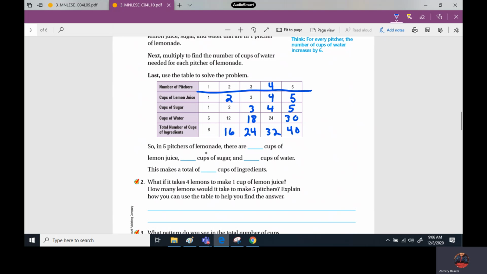So, in 5 pitchers of lemonade, there are how many cups of lemon juice? 5. How many cups of sugar? 5. How many cups of water? 30. Which makes a total of 40 cups of ingredients.